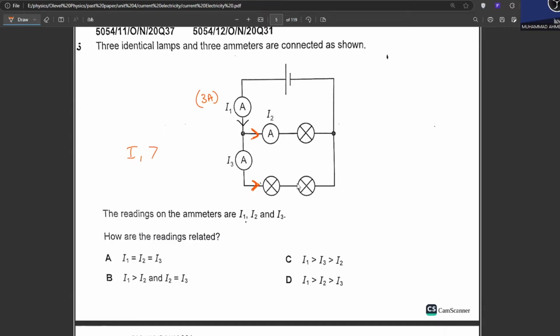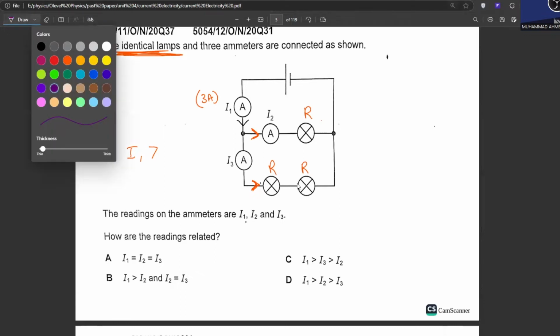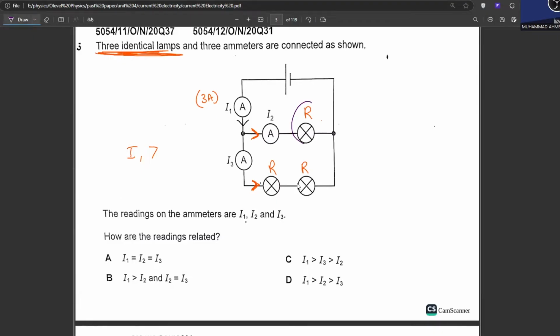Now these are three identical lamps. What do you mean by three identical lamps? The three identical lamps means that this lamp will also have a resistance of R, this will also have a resistance of R, this will also have a resistance of R. So the combined resistance in branch 1 becomes R. And the combined resistance in branch 2 becomes 2R.